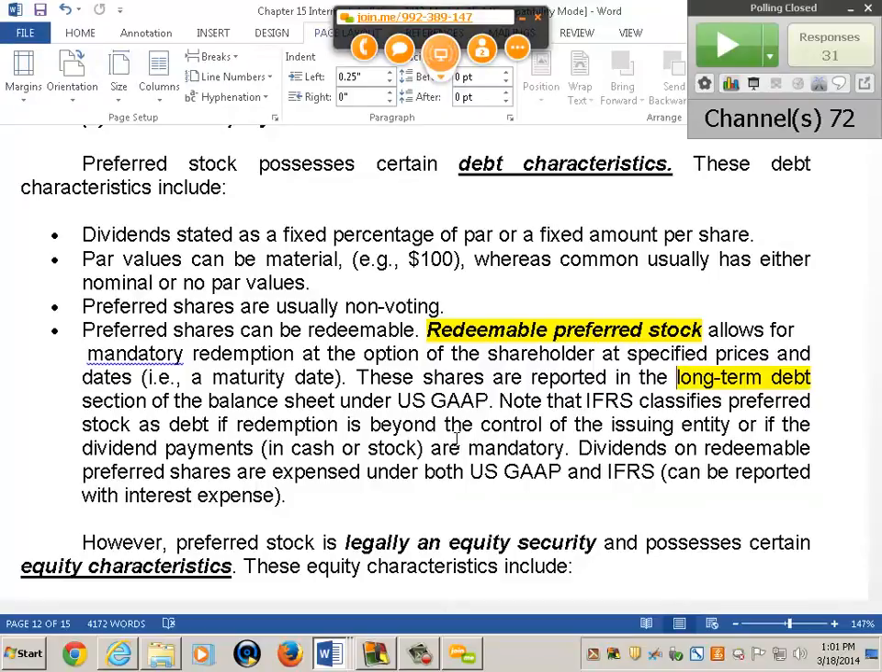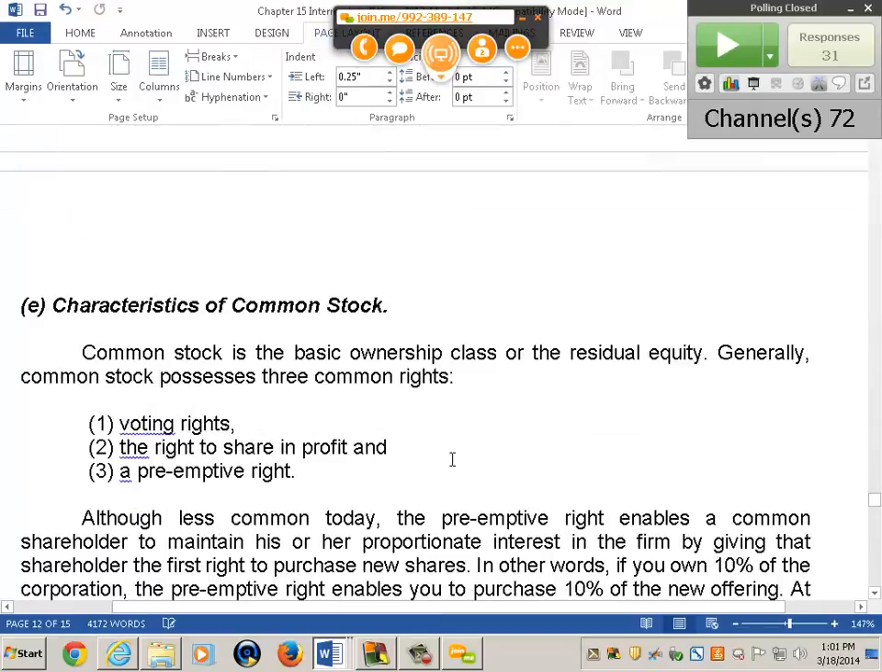Okay. All right, now common stock, real simple. Not much going on with common.